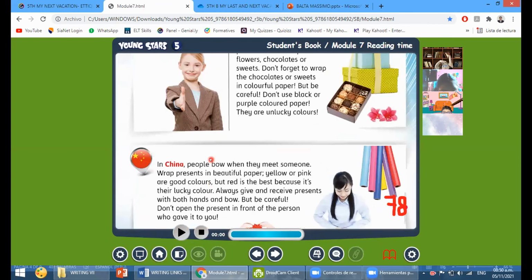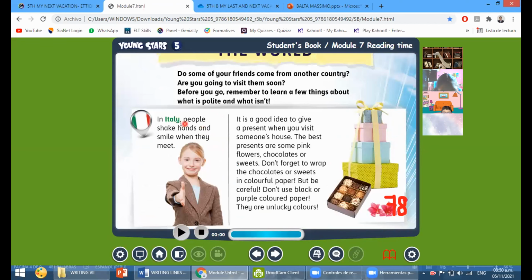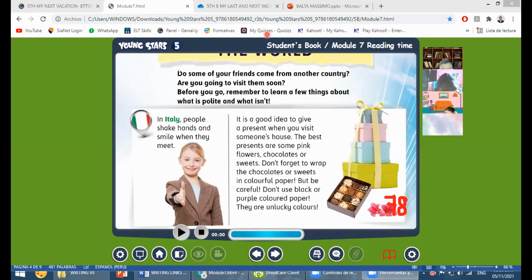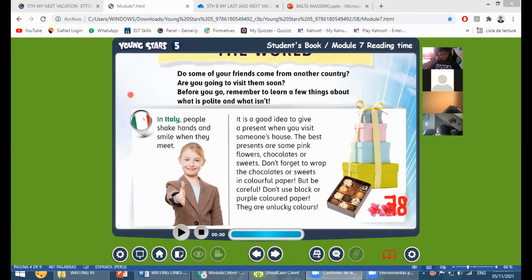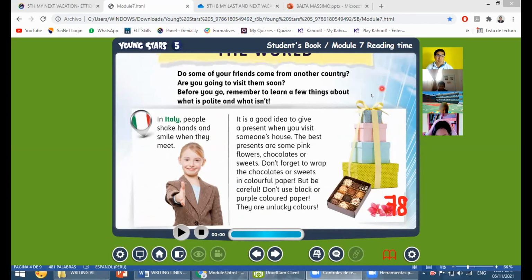You see? Well, according to the article, who can tell me, how do people in Italy say hello? How? Shake hands and smile. Very good, Rihanna. Yes, the people shake hands and smile. Good. And in China, how do people say hello?